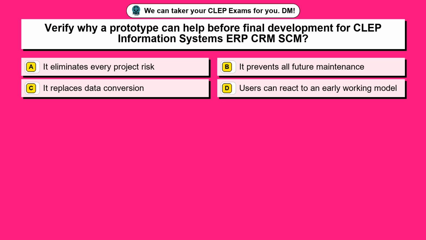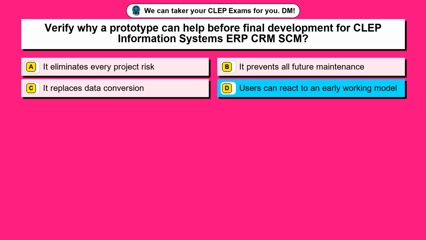Verify why a prototype can help before final development for CLEP Information Systems ERP CRM SCM. Option A. It eliminates every project risk. Option B. It prevents all future maintenance. Option C. It replaces data conversion. Option D. Users can react to an early working model.